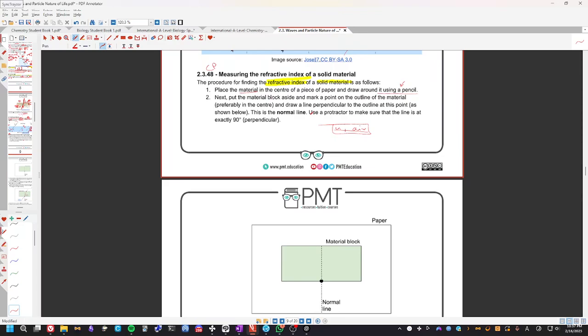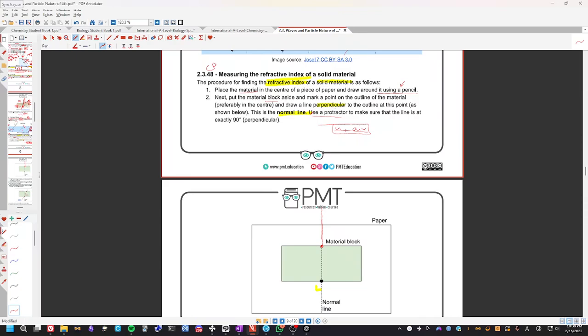Place the material block aside and mark a point on the outline of the material. So on the outline that you drew, preferably in the center, draw a line perpendicular, 90 degrees. This is going to be your normal. Make sure you use your protractor to angle it. I don't know why they did it upside down here. This looks really weird, but let's say there's no block here, so you removed your block and you just have your outline. You want to draw a little point on it, and use 90 degrees on your protractor to draw the normal. Obviously mention that you use a protractor to make sure the line is exact.